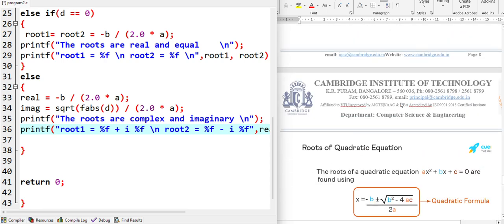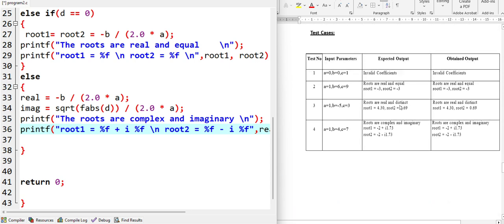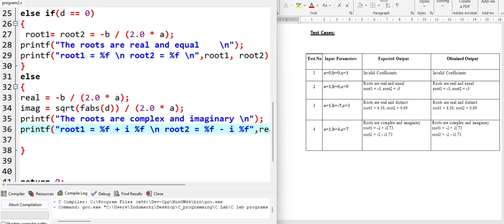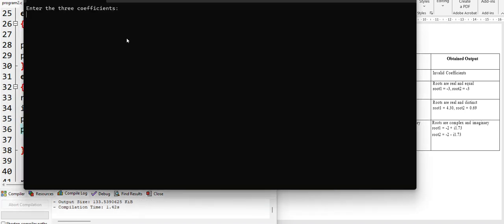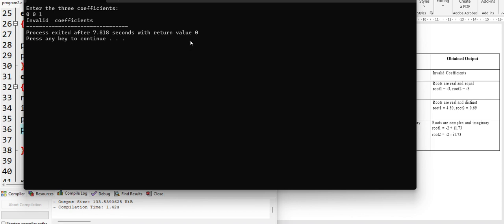So let us see the different test cases which we have. See here. These are the input parameters. First we will check with this first case. A equal to 0, B equal to 0 and C is equal to 1. So 3 coefficients it is asking. So 0, 0, 1. Right? This is invalid coefficients because A is equal to 0. It gives us invalid coefficients.